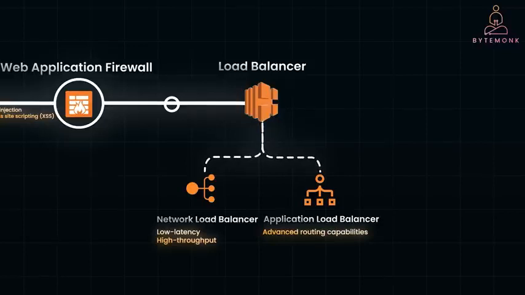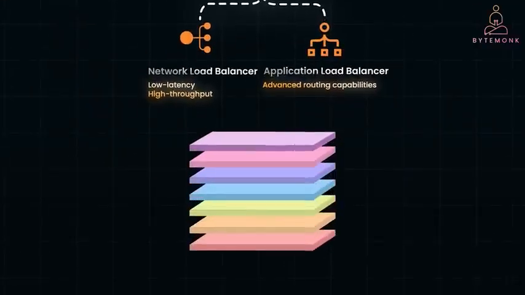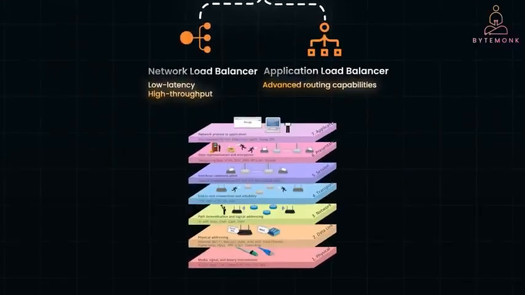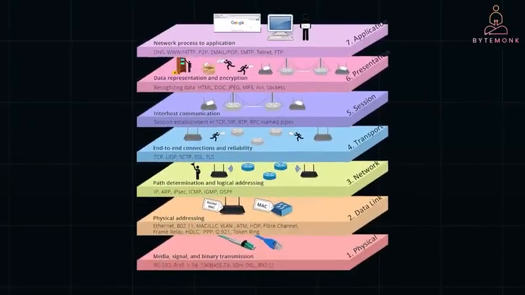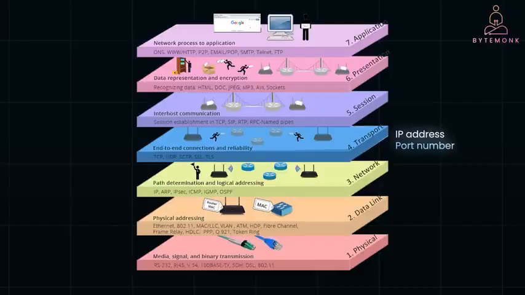Both Network Load Balancer and Application Load Balancer operate at different layers of the OSI model. Previously, I have made a video on the OSI and TCP layers, breaking down and explaining each of these layers with practical examples. NLB operates at the transport layer, which is layer 4 of the OSI model. This means it forwards traffic based on the IP address and port number, without inspecting the content of the request, for example, HTTP headers or paths.